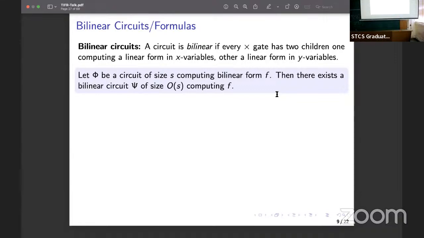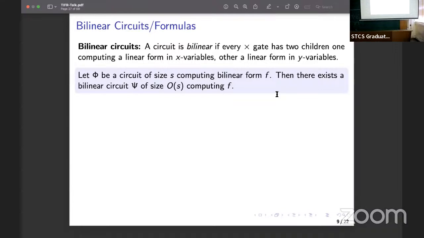A bilinear circuit is a circuit where in any product gate there are exactly two children. One of them computes a linear form in the x variables, the other computes a linear form in the y variables. So no product multiplies an x with an x or a y with a y. If the circuit has this structure, you call it a bilinear circuit.